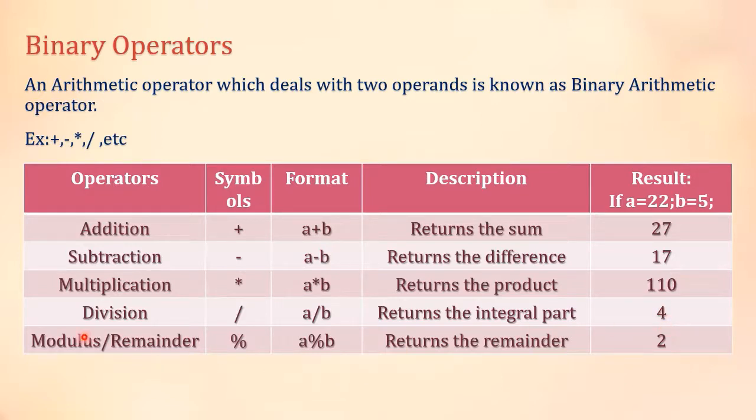Modulus or remainder is represented by the percentage symbol. We have to write like this, a modulus b. It returns the remainder. When 22 is divided by 5, we will get the remainder as 2.